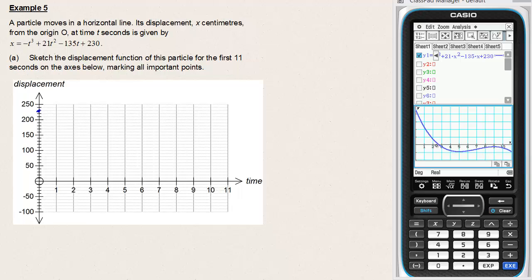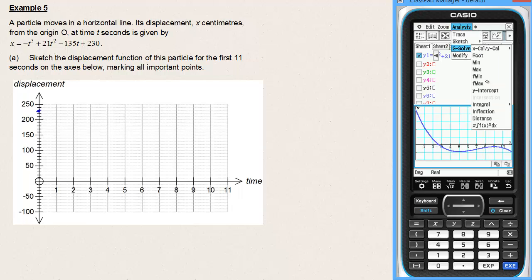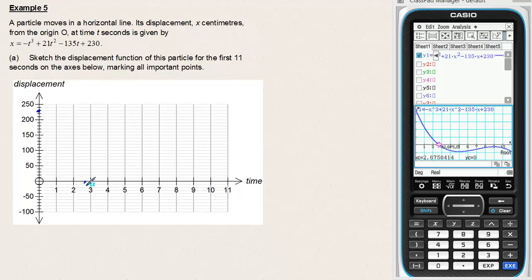The next thing is probably this x-intercept. So analysis, G-Solve, and of course those are called roots. And that's at about 2.68. So let's just mark that here. And so that's at (2.68, 0).